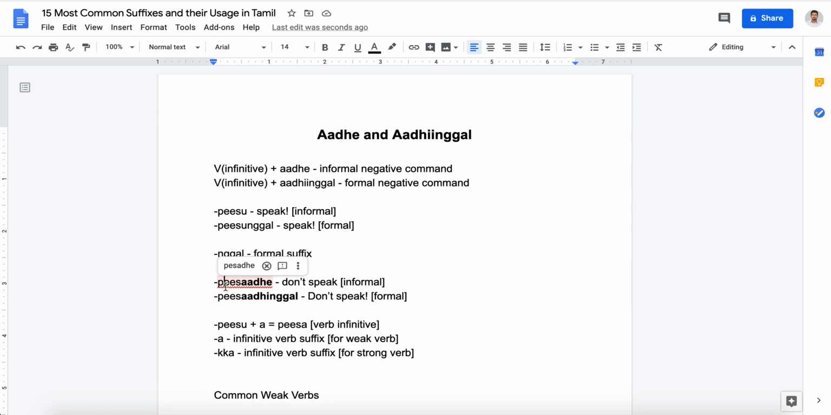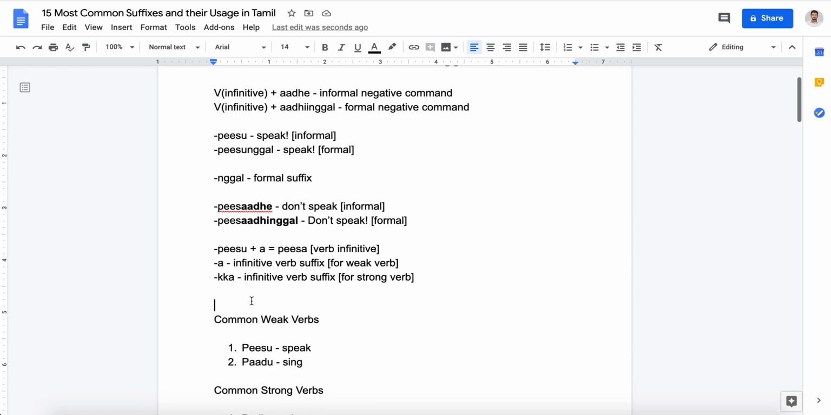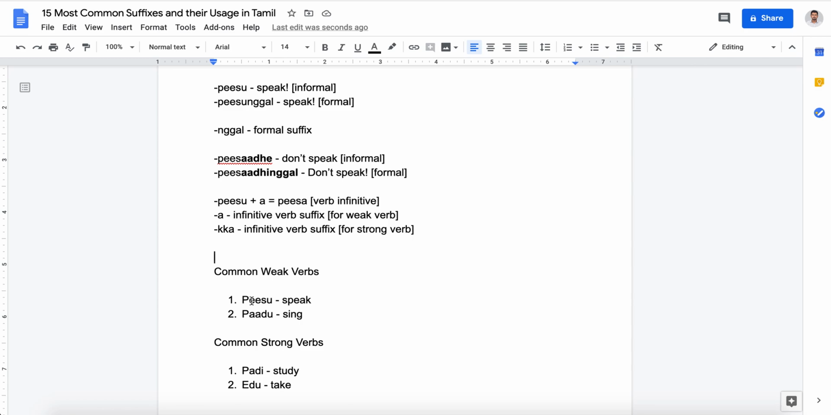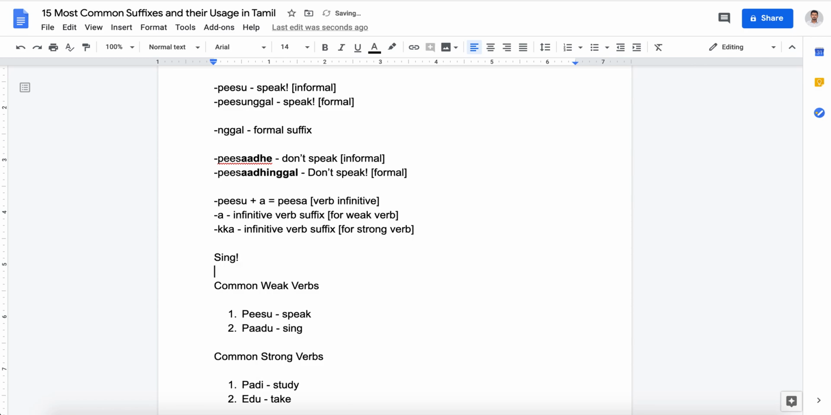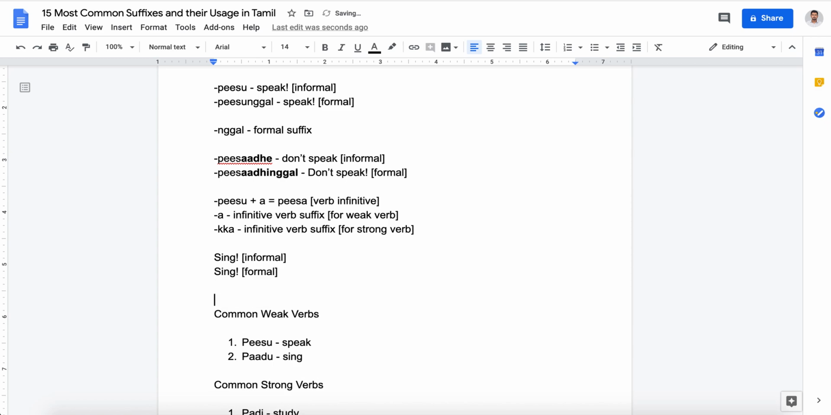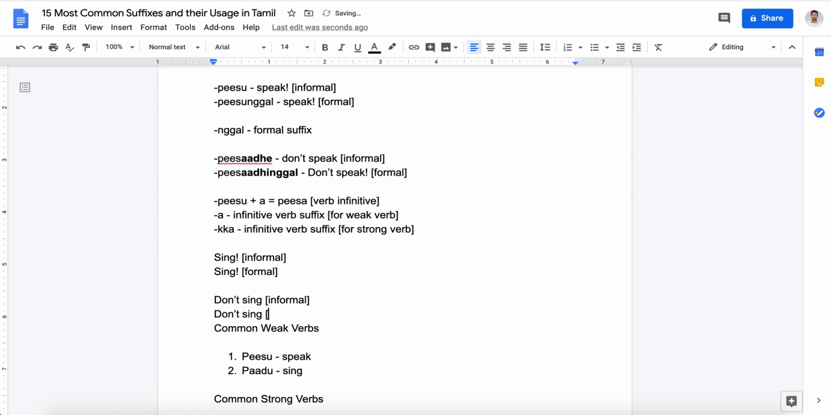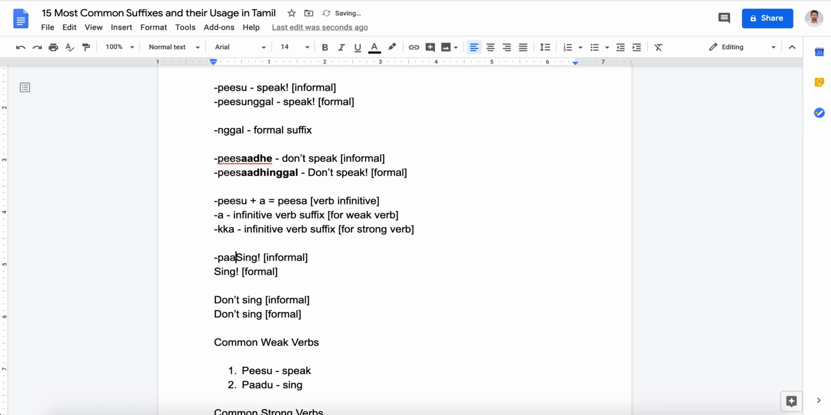Okay, this is one example using a weak verb. Now it's time to try it yourself. Let's say I would like to say sing, as informal and as formal, and now I would like to say don't sing, as informal and as formal. Same as this: if you say the verb alone, it's going to be the positive informal command.